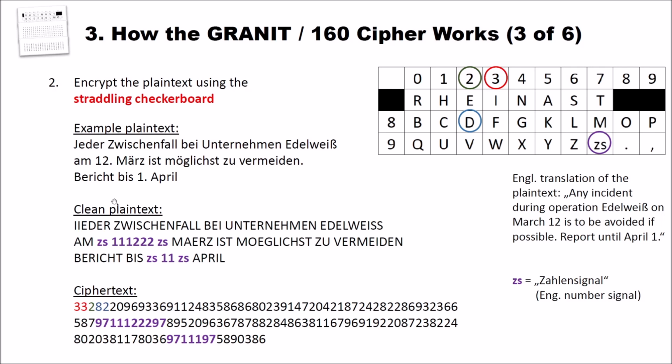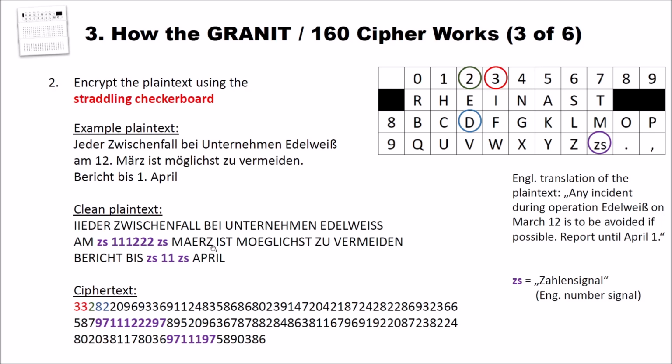The first step here, before we can encrypt, is to clean up the plaintext. To do so, we replace every occurrence of J by 2I. If we want to encrypt numbers, we actually don't encrypt these in this step. We just write this ZS. ZS is Zahlensignal. This is German for number signal. Then we write the number 3 times the first digit, 3 times the second digit, and so on, followed by a ZS again. So we replace the 12 here by this part here, the first here by this part here.